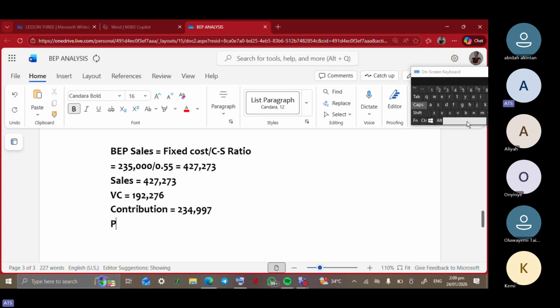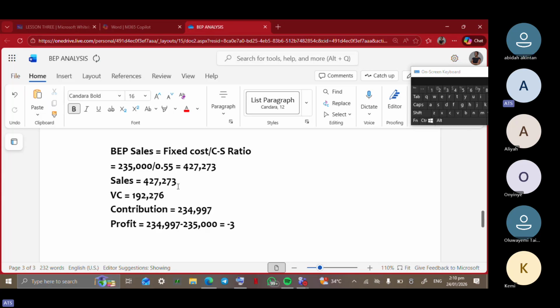So your profit now will be what? Profit is contribution minus fixed cost. So minus 235,000. So what would that give you? It's minus 3.